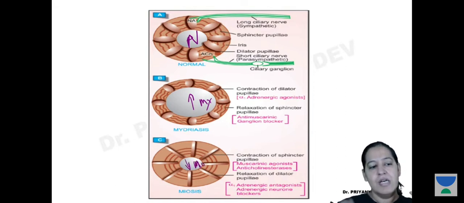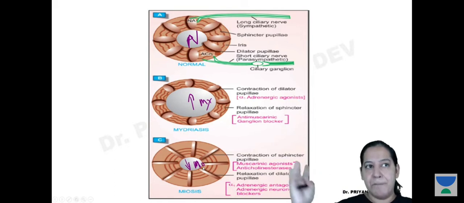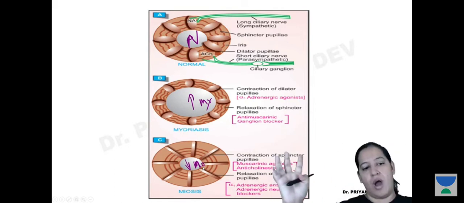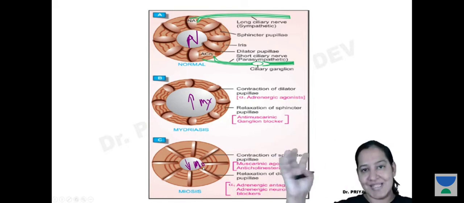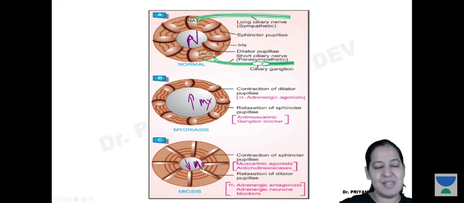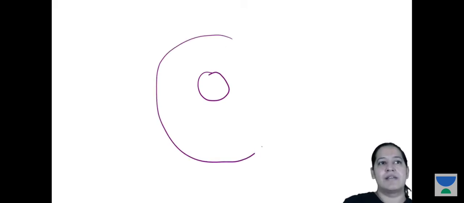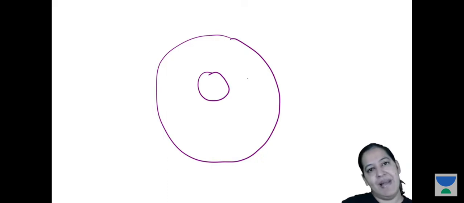तो मियोसिस और मायड्रायसिस समझ में आया, प्यूपिल का साइज कम और ज्यादा होना, और करता कौन है वो, प्यूपिल का साइज कम और ज्यादा, आयरिस की मसल, कौन सी मसल, आयरिस की मसल. So let me tell you आयरिस का मसल. In the iris, we have two types of muscle. Let me draw an iris. This is the pupil and this is the iris. In the iris, we have sphincter pupillae and dilator pupillae.